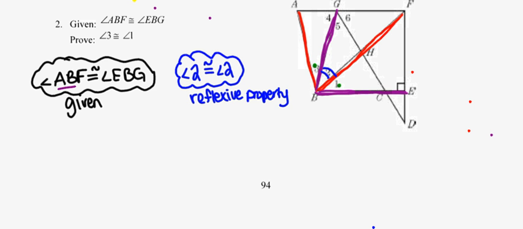If I take angle ABF, and maybe I want to go red with that one, if I start with the red angle ABF and subtract out angle 2, looking at the picture, angle ABF is the large red one, subtracting out angle 2 leaves me with angle 3. And likewise, on the right side of my equation, if I start with angle EBG, that's the big purple one, taking out angle 2 or subtracting angle 2 leaves me with angle 1.